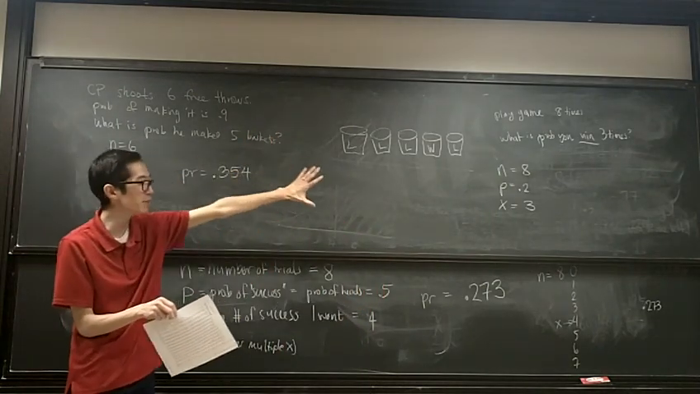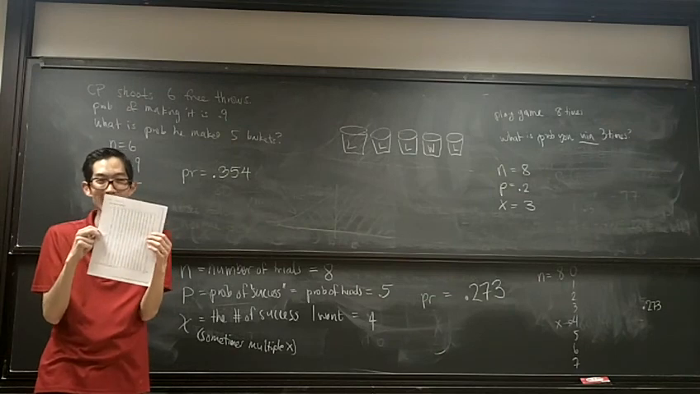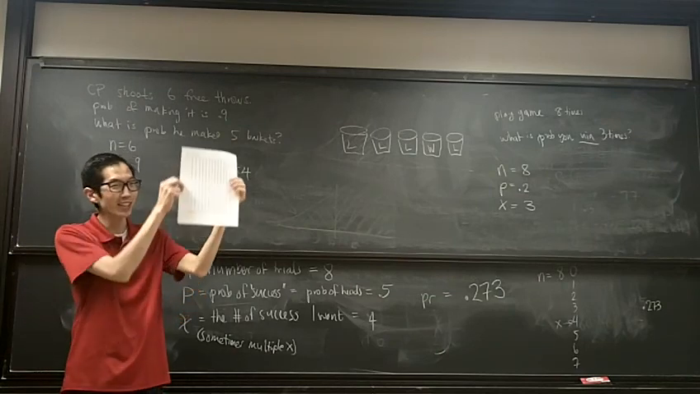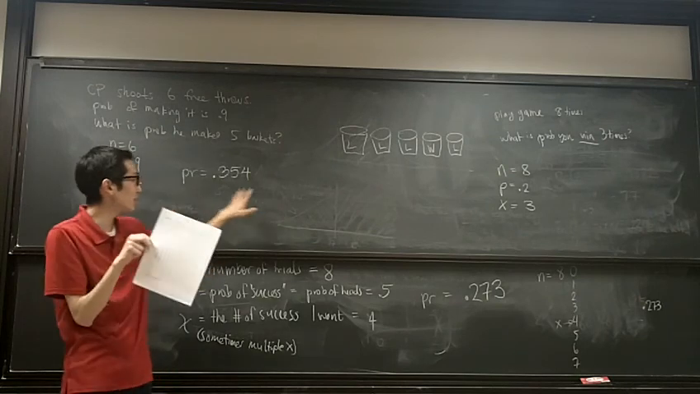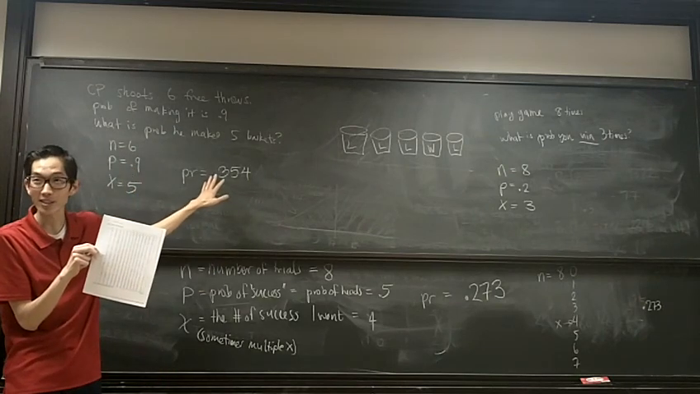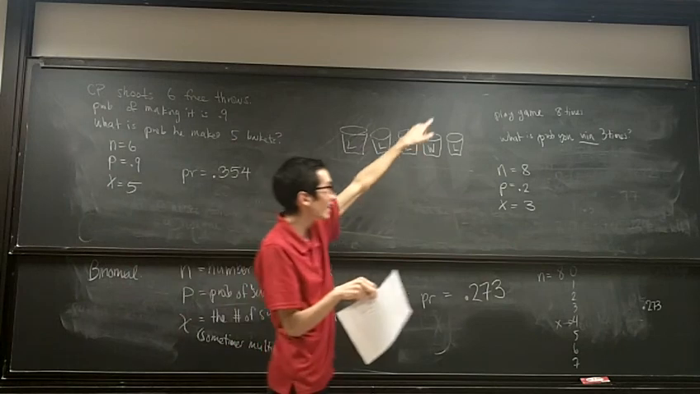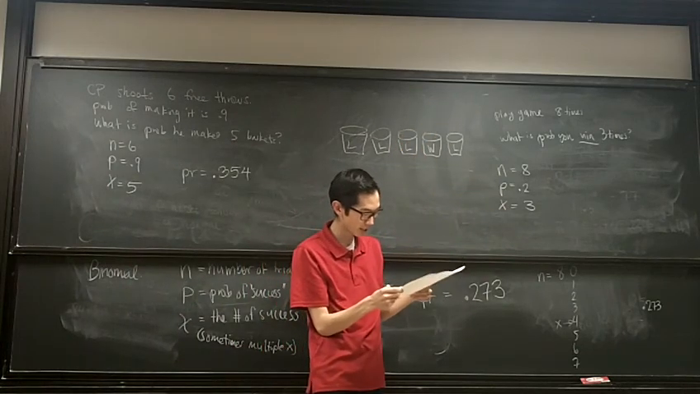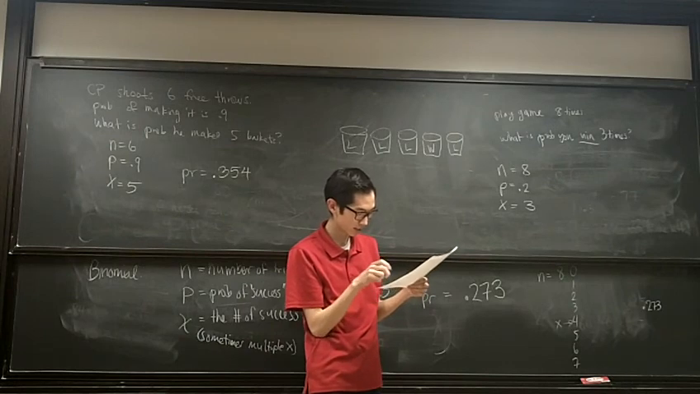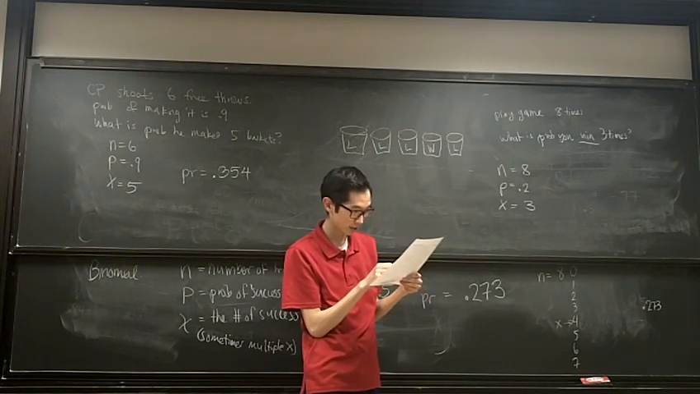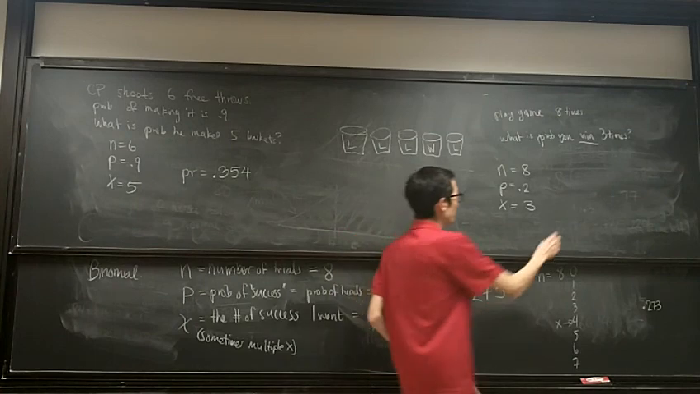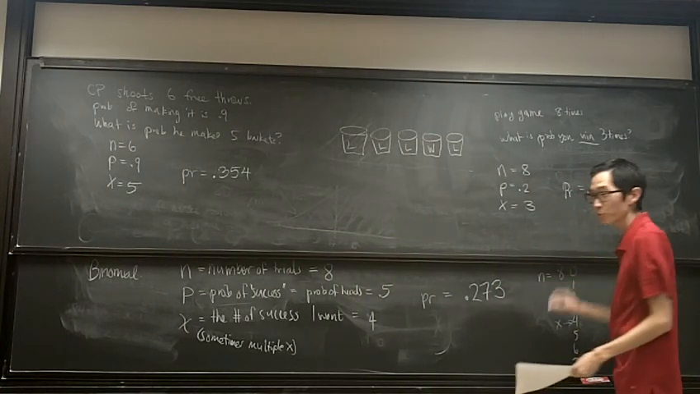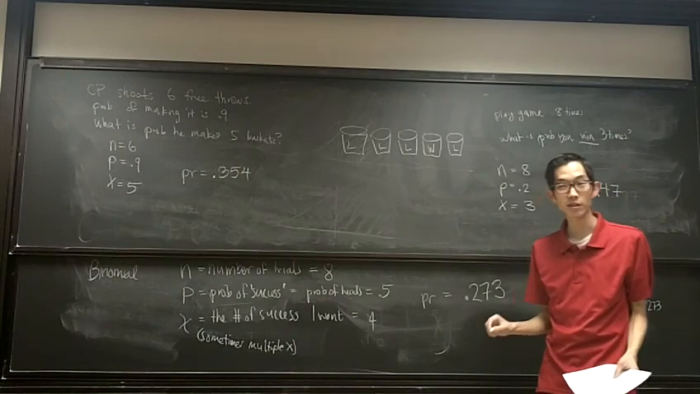For most people this is the hard part, and looking it up in the table is the easy part. I don't know what's going on. That's okay. We'll get through this. N equals 6. Can we find 0.354? Yes. What about this one? N is 8, p is 0.2, and x is 3. The probability is 0.147.